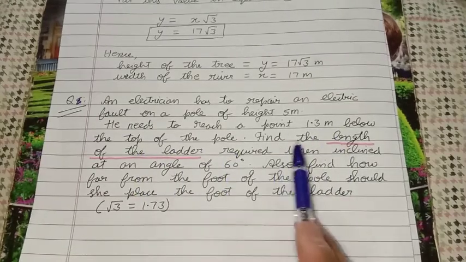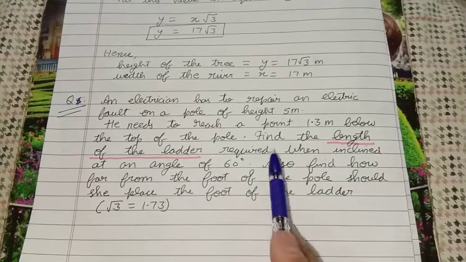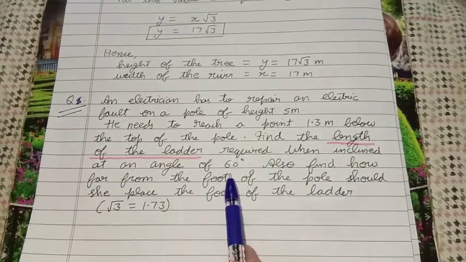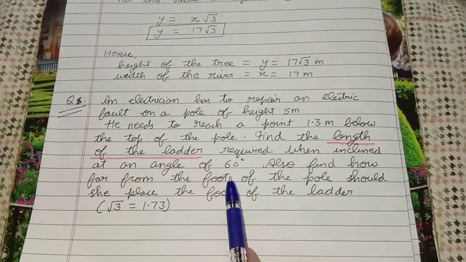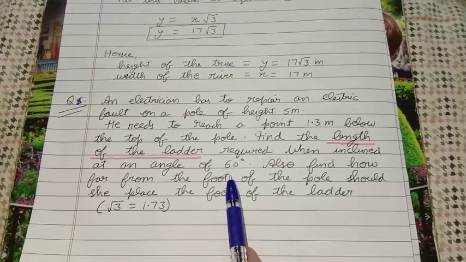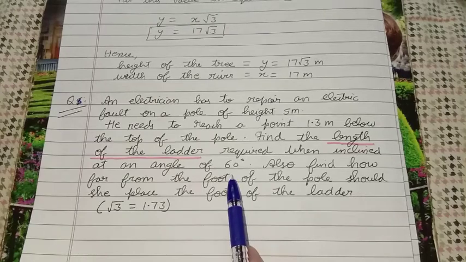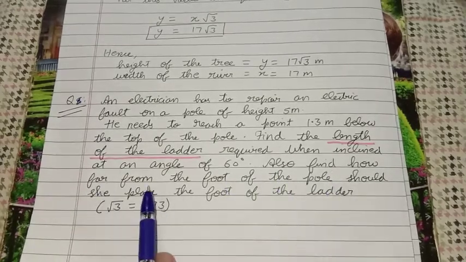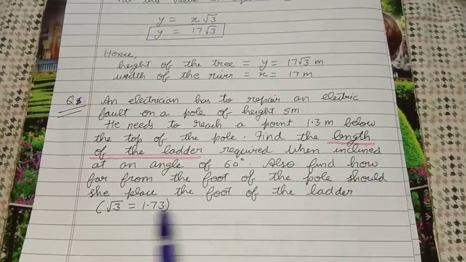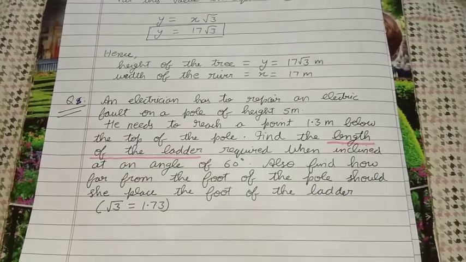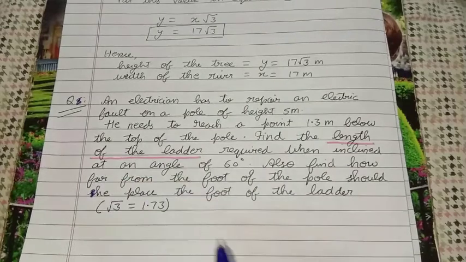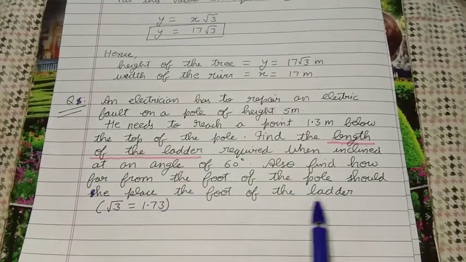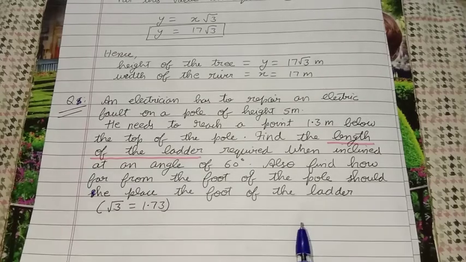Okay, now find the length of the ladder required when inclined at an angle of 60 degrees. Now, this 60 degree angle, the ladder is put on the pole, and the angle of inclination is 60 degrees. Also find how far from the foot of the pole he should place the foot of the ladder. How far from the foot of the pole.